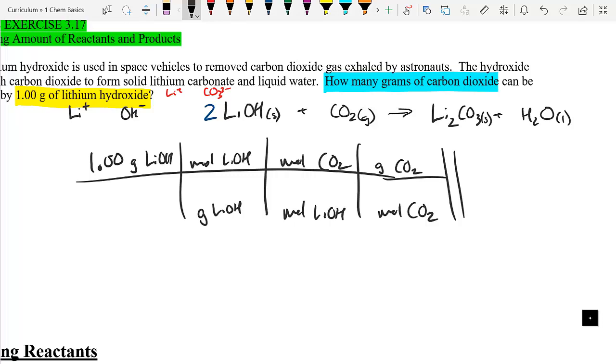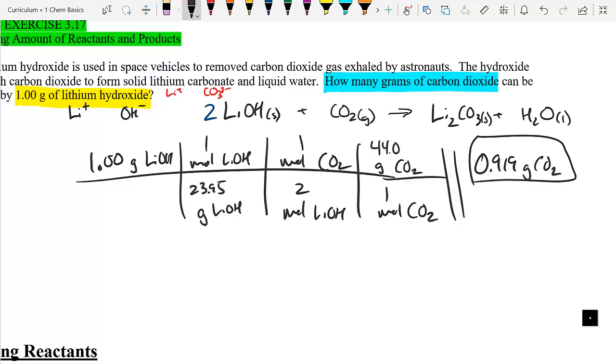We need to know that is 23.95 grams lithium hydroxide per mole. It's a 2 to 1 mole ratio of lithium hydroxide to carbon dioxide. And then our 1 mole of CO2 is 44 grams of carbon dioxide. So doing the math on this, it's the 1 times 1 times 1 times 44, multiplying all across the top, dividing 23.95, then dividing 2. When we do the math on that, you should get 0.919 grams of carbon dioxide as your final product. So double check that one, and then do the practice exercise for number 317.